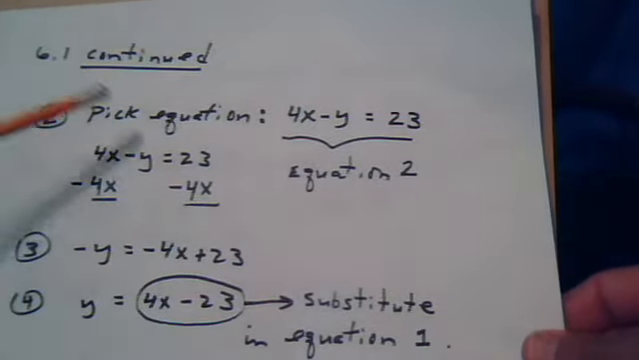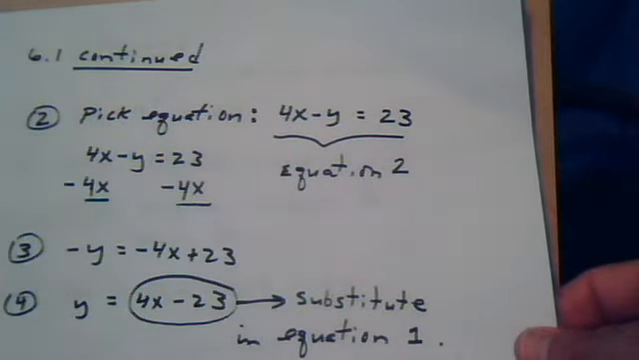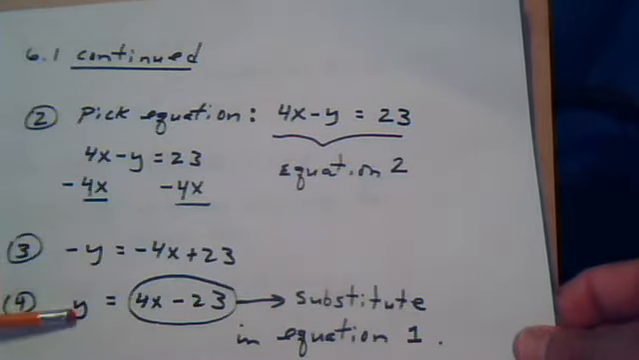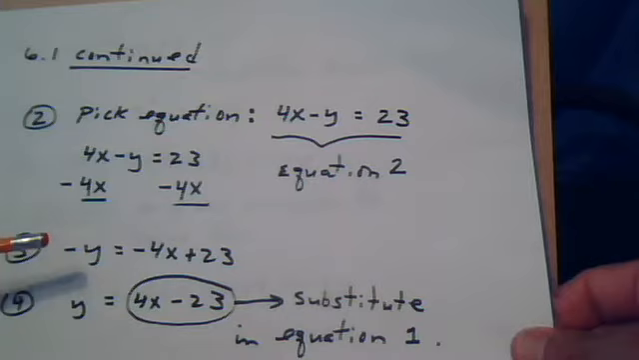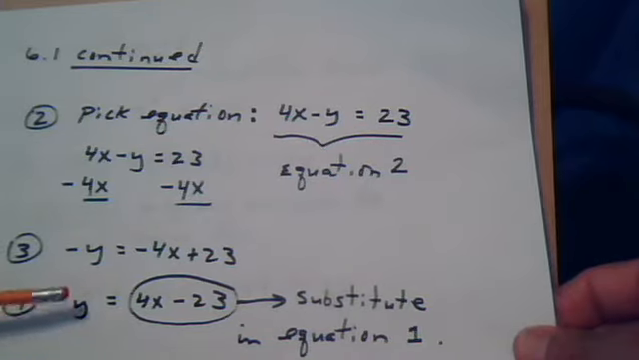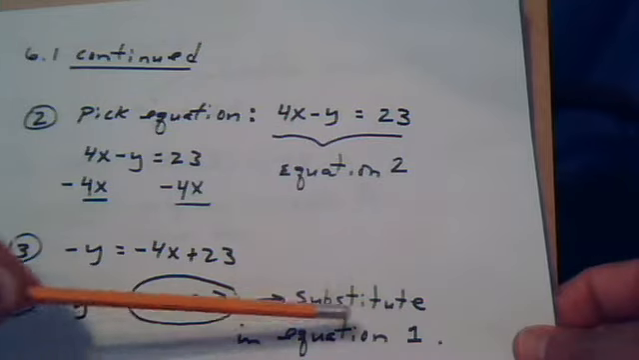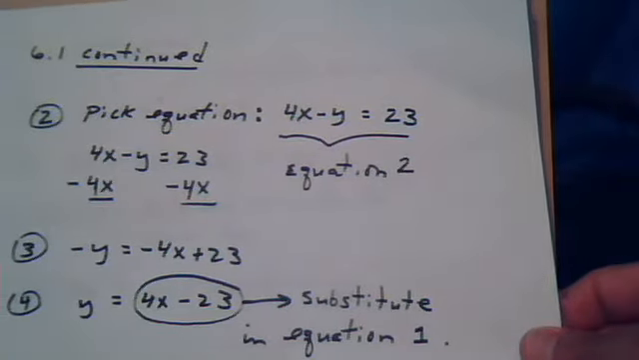So we're going to go ahead and pick this equation. Notice this was the equation 2 we had, and we're going to solve for y. So we're going to get the y by itself. So you do your algebra, you get your y by itself. Once you solve for y, then this portion you substitute it into equation 1.